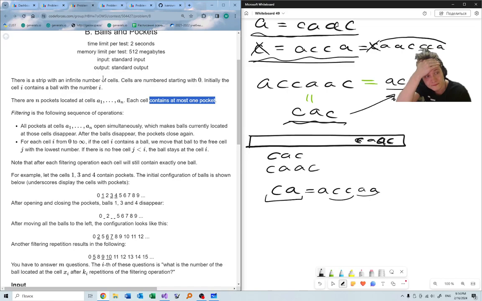So all pockets on all cells open simultaneously. And all balls in these pockets disappear. After that, the pockets close. And then each ball moves to the free cell with the lowest number. Makes sense. You have to answer m questions. The ith of these is: what is the number of the ball located at the cell xi after ki repetitions of the filtering operation?